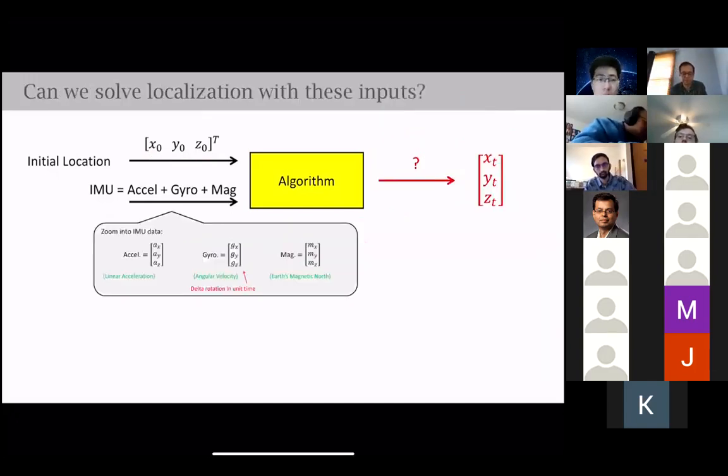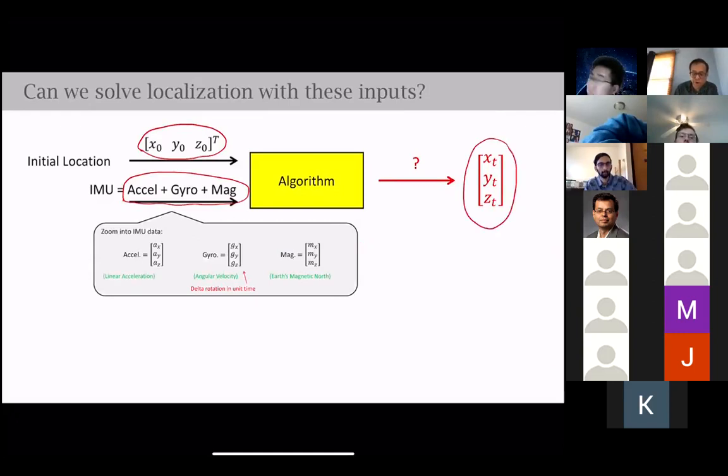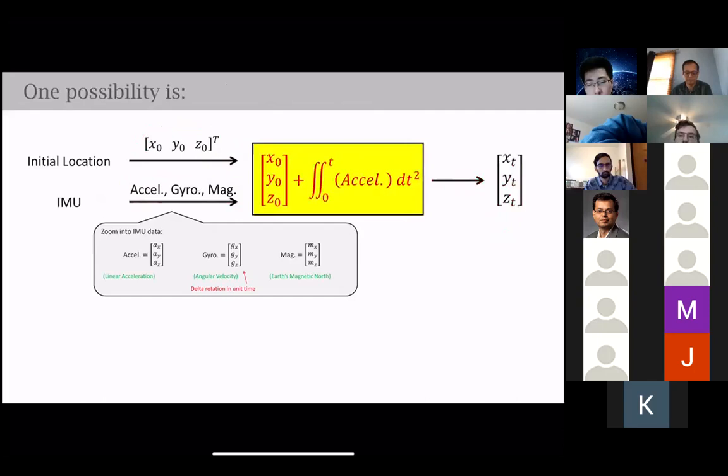Very good. Once you have this input and the initial location, your goal is to continuously estimate xt, yt, zt, because that's the location of the IMU as it's moving. This is the formulation of the problem. So one can say, that's not hard at all. It seems very simple. Why is it simple?